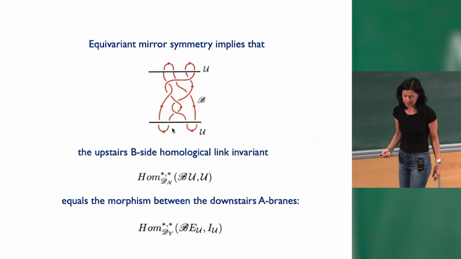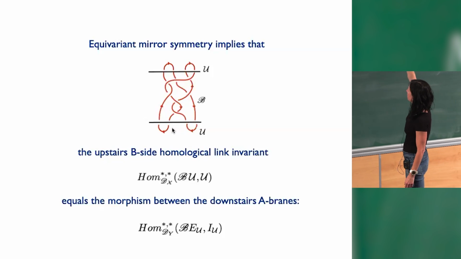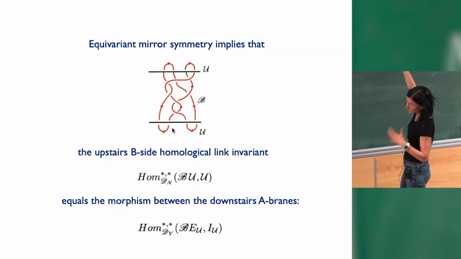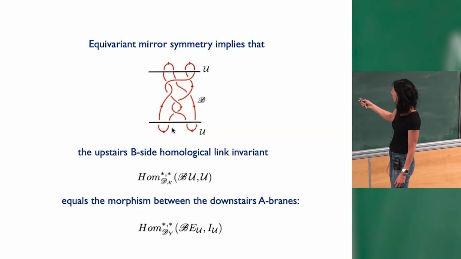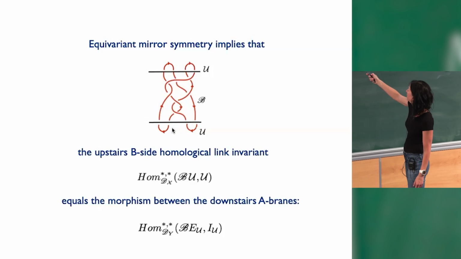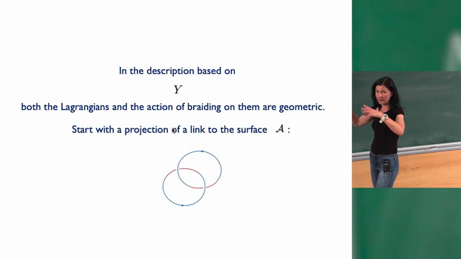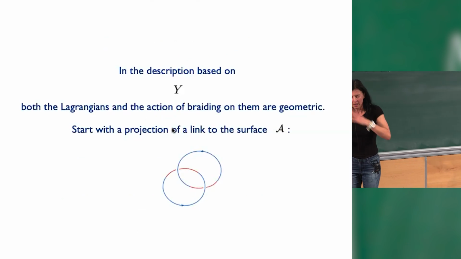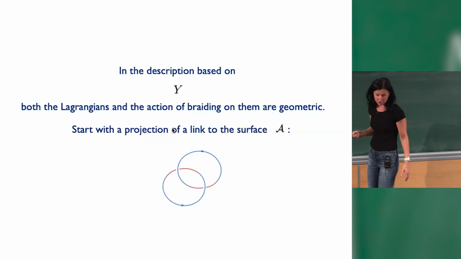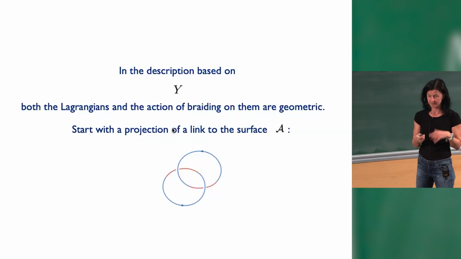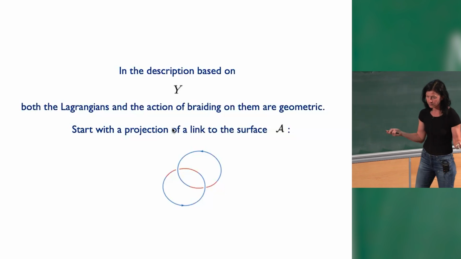So this equivariant mirror symmetry implies that Homs between the branes of the upstairs B side, that gives us homological link invariants, should equal the morphisms between the branes on the A side, the figure 8 branes and the interval branes. In fact, now that we're on the A side, where the description of braiding is completely geometric, if you want to study knots, you can simply proceed as follows.